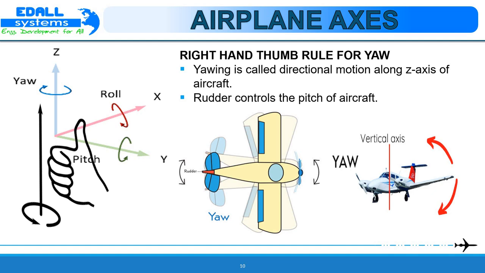So basically, there are three basic controls on an aeroplane, the aileron, elevator and rudder, which are designed to change and control the moments about the x, y and z axes. I hope you have got a basic idea about the airplane axis. Let us move on to the types of stability in our next session.